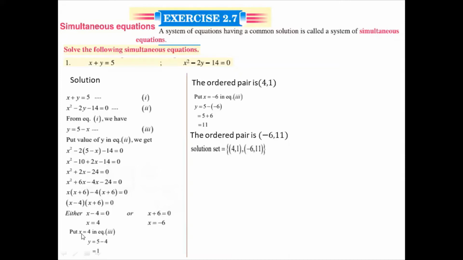Now first put x is equal to 4 in equation 3. We have y is equal to 1. So the first ordered pair, your first solution, is (4, 1). Just remember, in an ordered pair, first you have to write the value of x and then the value of y. So x is 4, y is 1. So the first ordered pair is (4, 1). Now when we put x is equal to minus 6 in equation 3, then we have y is equal to 11. The second ordered pair is (minus 6, 11). So the solution set is {(4, 1), (minus 6, 11)}.